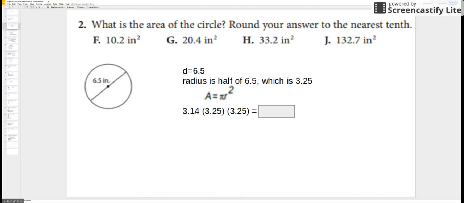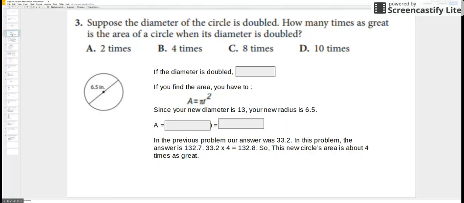So I'm just going to plug in my numbers. Pi is 3.14. Radius is half of this diameter, so 6.5 divided by 2 gets you 3.25. And it's radius squared, so that's why we're multiplying it by 3.25 again. Once you multiply all three of these numbers, you get your answer to be 33.2 inches squared.